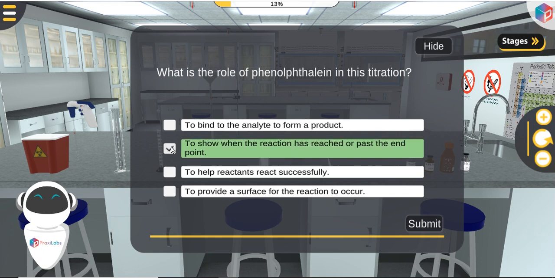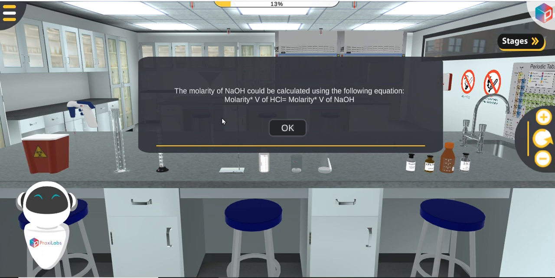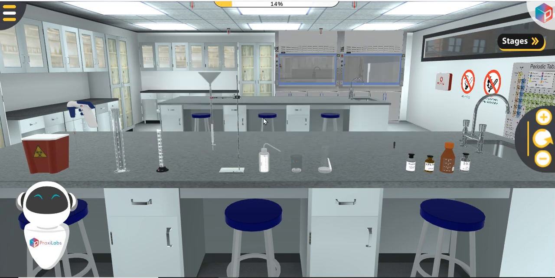Of course, you know, if this is the answer, or if this is not, you see that it will show red. You see, this is the answer, of course. Record the initial volume of sodium hydroxide in the burette before you begin the titration. Okay, so the molarity of sodium hydroxide could be calculated using the following equation. Volume of hydrochloric acid equal to molarity times V of sodium hydroxide. Okay, this is well taken note of.